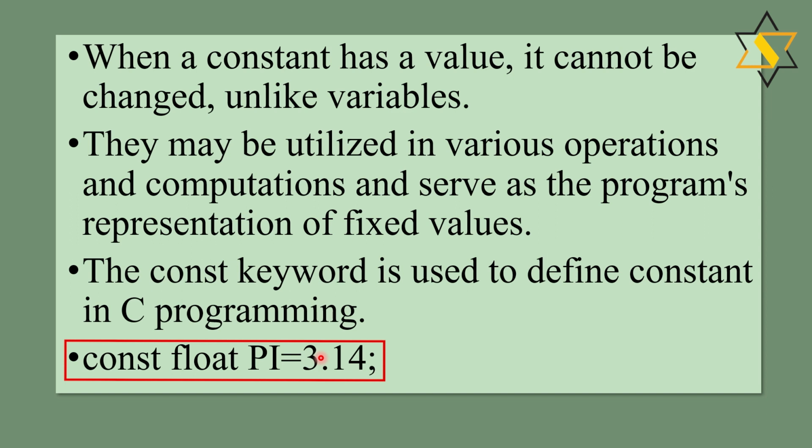When we require any constant value, you just mention it in this format: const, float, and then whatever variable name you want to decide, like pi equal to 3.14. Then this variable only you have to use in your program. If you are using pi, then this variable only you can use in your program.